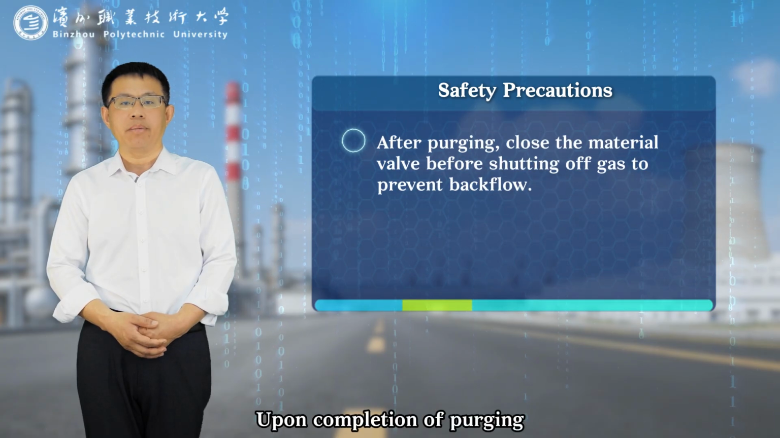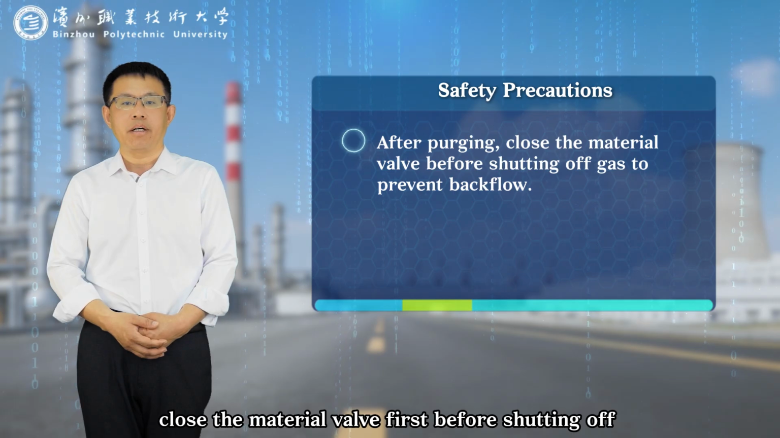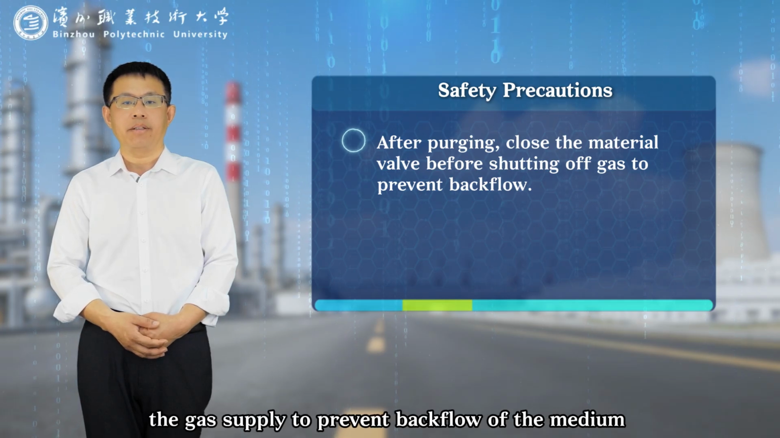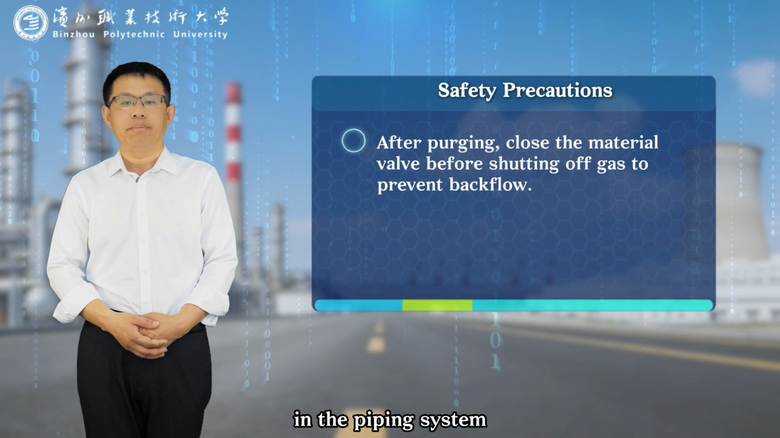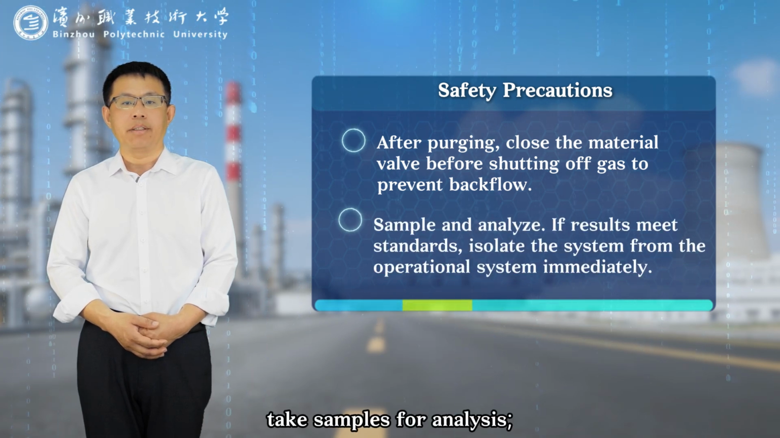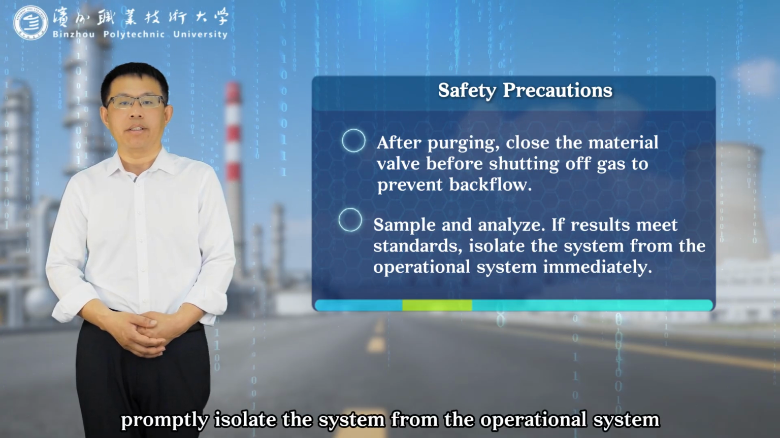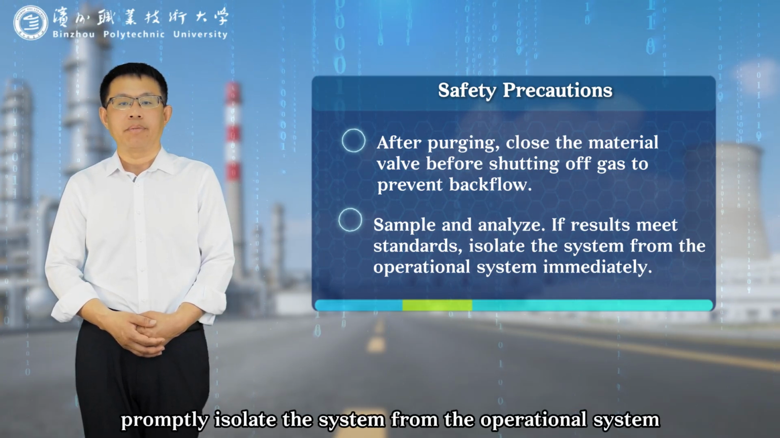Second, upon completion of purging, close the material valve first before shutting off the gas supply to prevent backflow of the medium in the piping system. Third, after purging is complete, take samples for analysis. Once results are satisfactory, promptly isolate the system from the operational system.